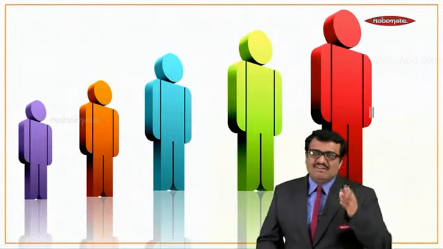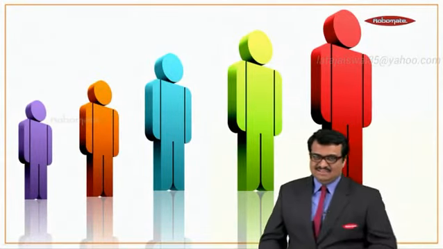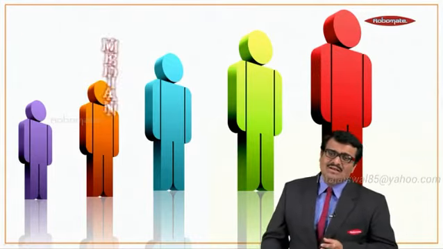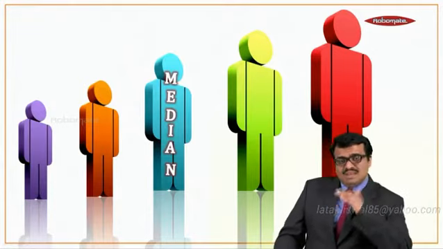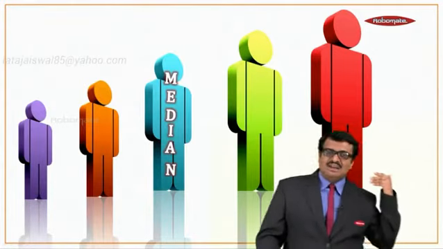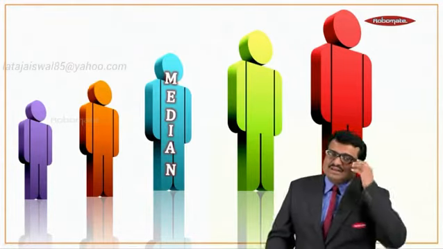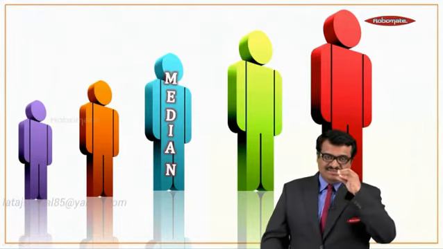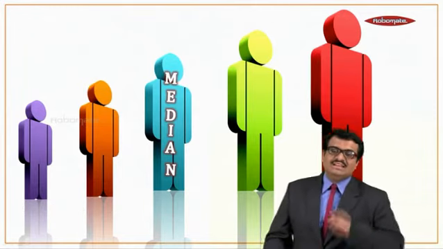Now there are 5 people standing one after the other. The third person is called the median. Why is he called the median? Because before him there are 2 people and after him there are 2 people. Same way in statistics, what is the median? The median is the value which is there at the center of the data. Okay, that is called median.